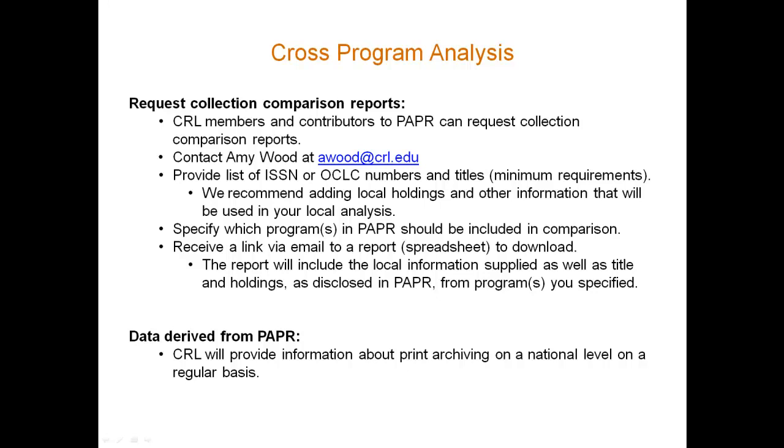So all CRL members and associated partners and contributors to PAPR can request collection comparison reports. I've just outlined the steps you need to do to get that started. Just go ahead and contact me and let me know that you're interested in a comparison report. At a minimum, we need from you ISSN or OCLC numbers and the titles. We really do need that check of an ID number and a title, just to ensure that we're giving you back the information that you really want, and we haven't gotten the numbers mixed up or anything.